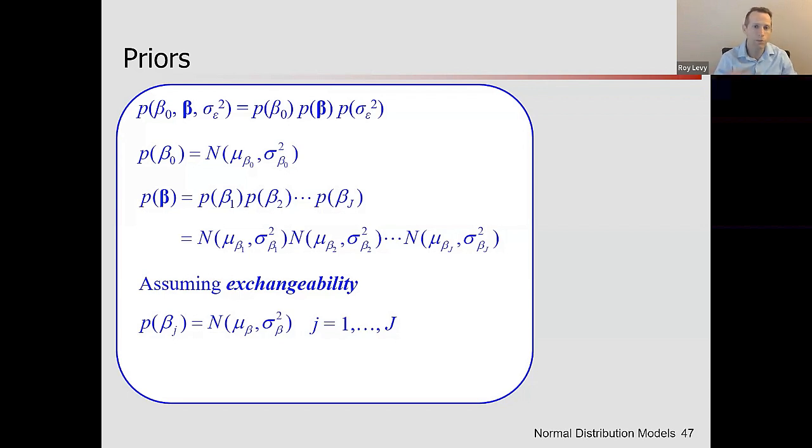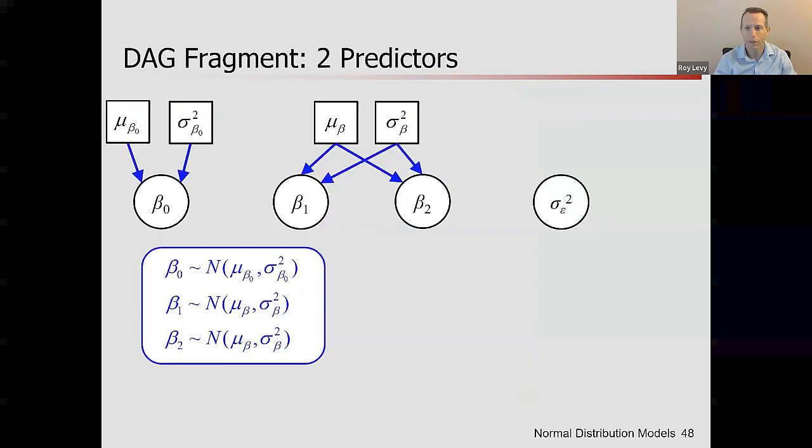If we treat the slopes as exchangeable, that is, I really don't think much differently about any one as opposed to any other, we can say let's use the same normal distribution for all of them. They don't all need to have their own mean and variance. We can just use the same ones because they're exchangeable.